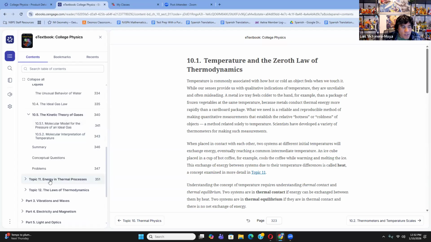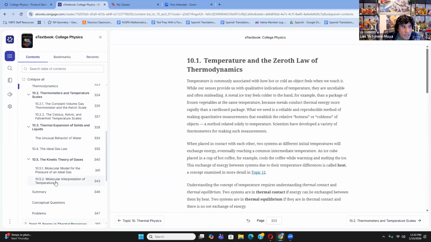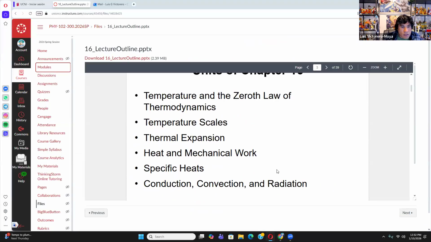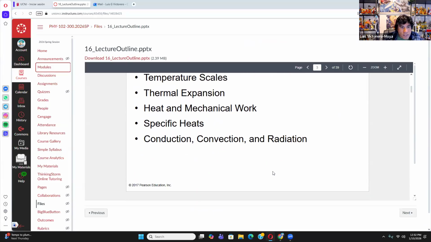And the same with chapter 11, energy in thermal processes. Mainly today, we are going to be introducing scales, expansion, heat, specific heat, and conduction, convection, and radiation.